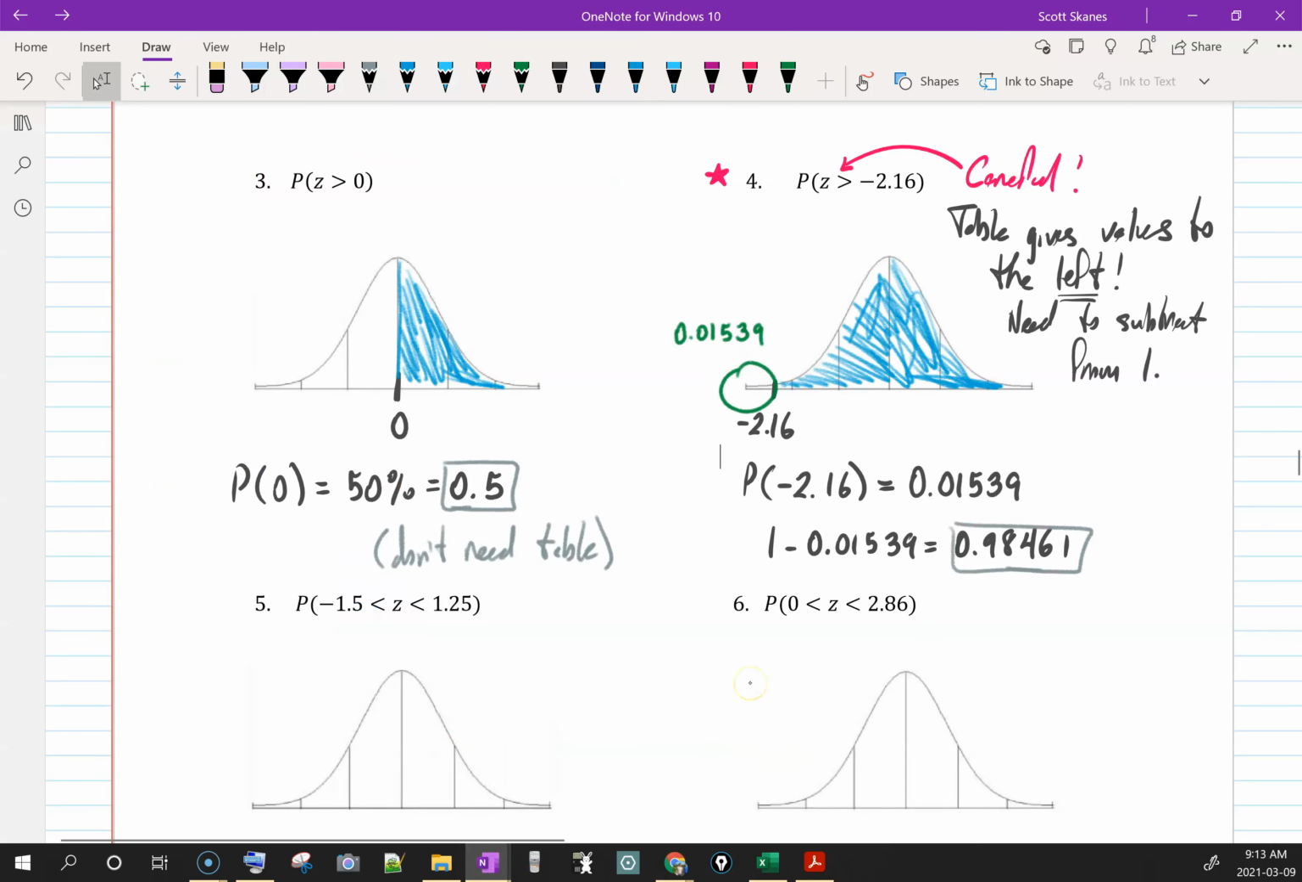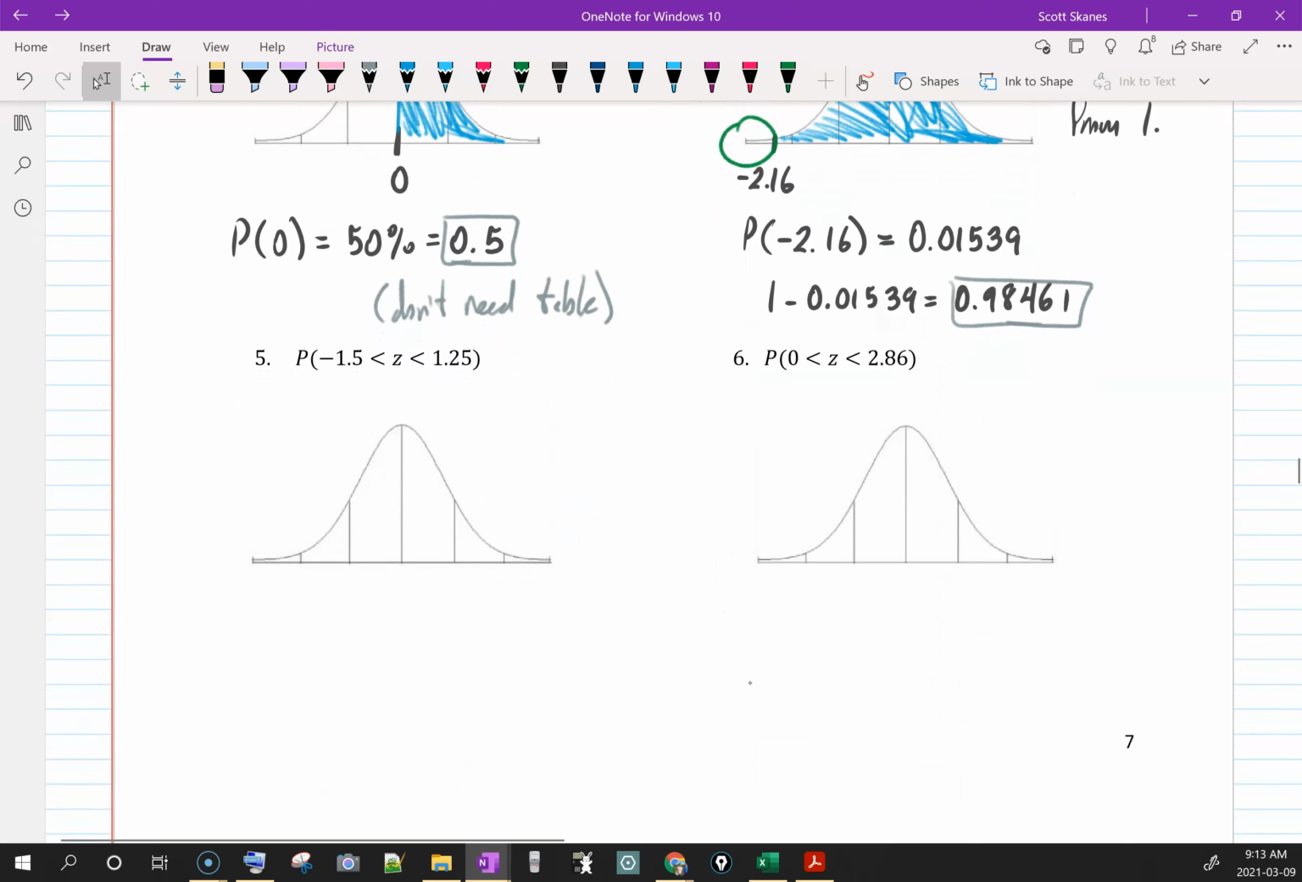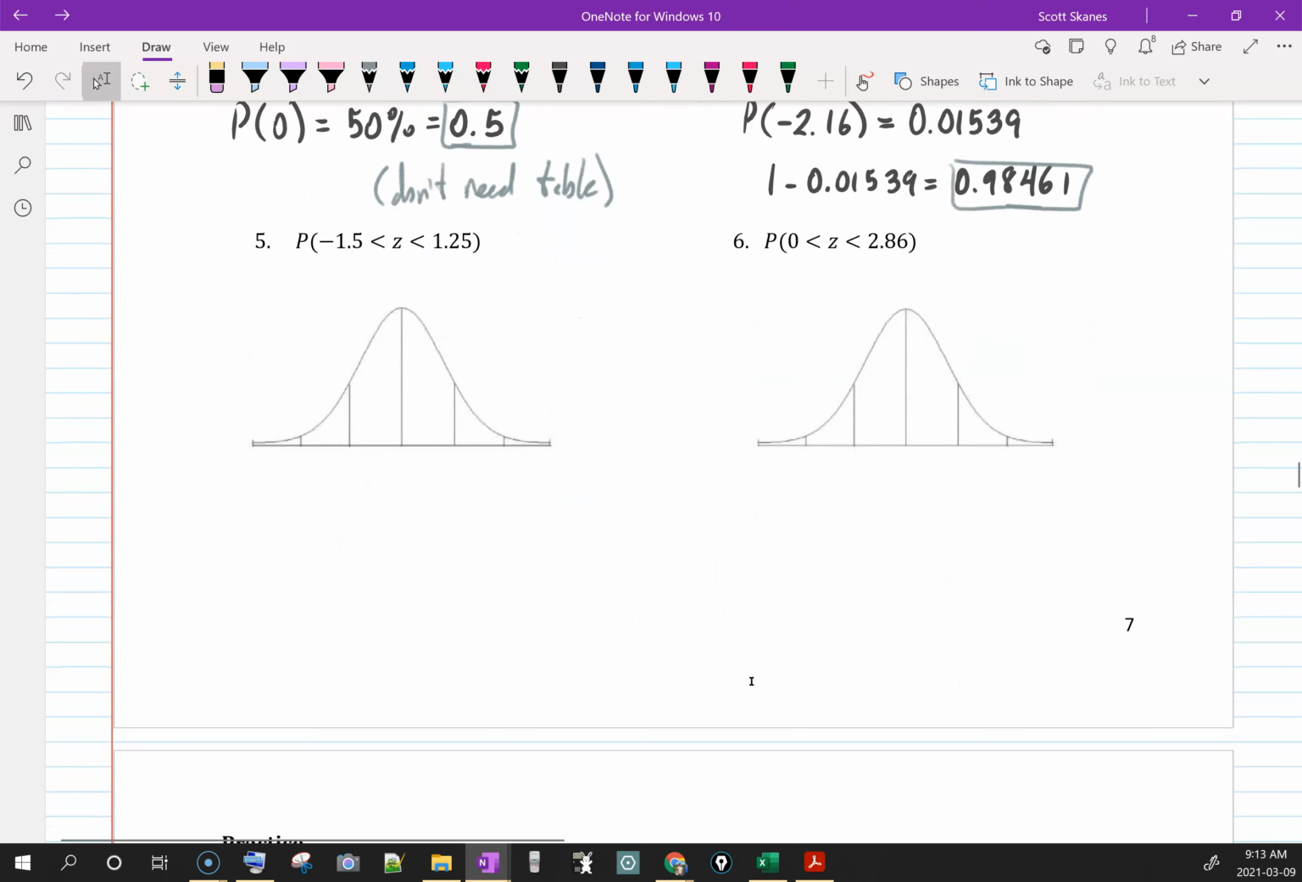Okay, so I'm going to do one more of these, and then I'll leave the others for you to try. I just want to show you how you would tackle one that's between. So this is between two z values. What I would do first is sketch them. Negative 1.5 is around here. 1.25 is around here. You want to go between those two values. So we're dealing with the area in between them, which is this big. It's going to be a little bit bigger than 68% because it's more than one standard deviation away.